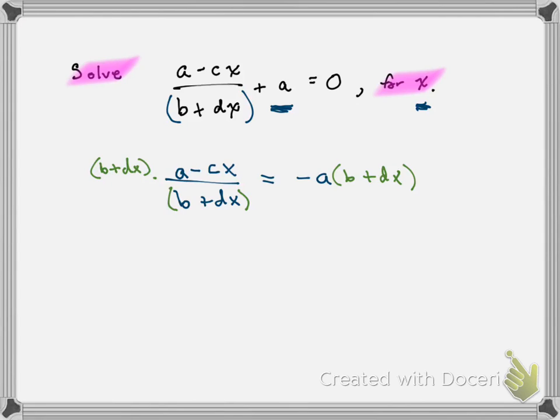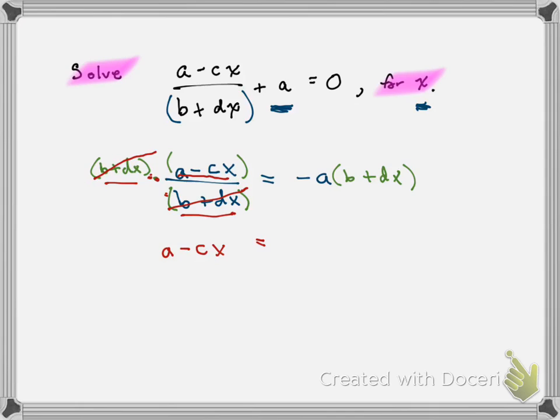Now, as far as terminology goes, you can think of each of these quantities as a factor. So I've got one quantity multiplied by another quantity divided by another quantity, and in this case, very purposely, deliberately, we multiply by b plus dx because b plus dx divided by itself reduces to 1. And so on the left-hand side, I now have just a minus cx.